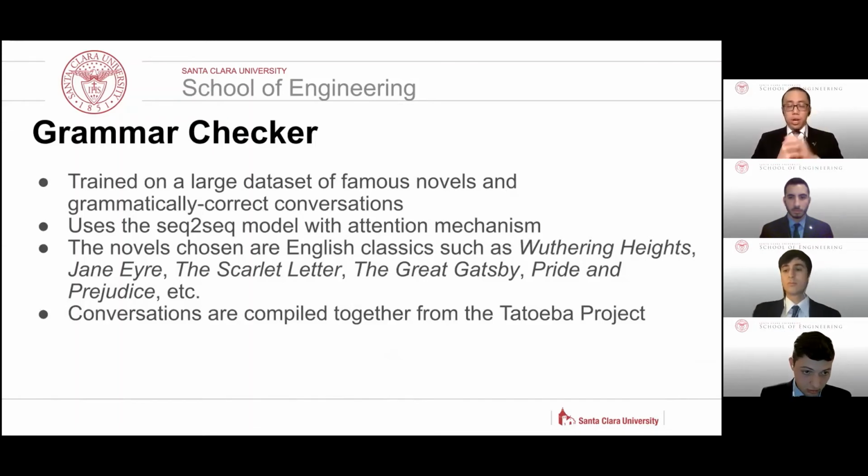The grammar checker is trained on a large data set of famous novels and grammatically correct conversation. It uses the sequence-to-sequence model with attention mechanism. The novels chosen are English classics such as Wuthering Heights, Jane Eyre, The Scarlet Letter, etc. And for the conversations, we put together these short conversations from the Tatoeba project.